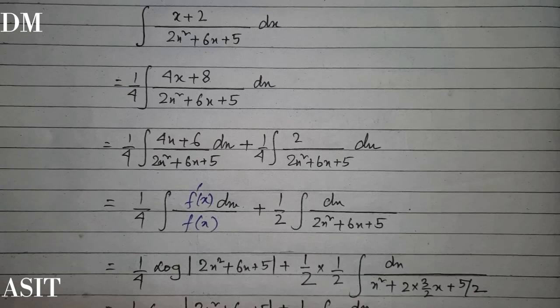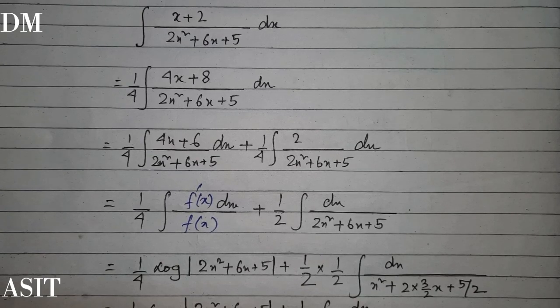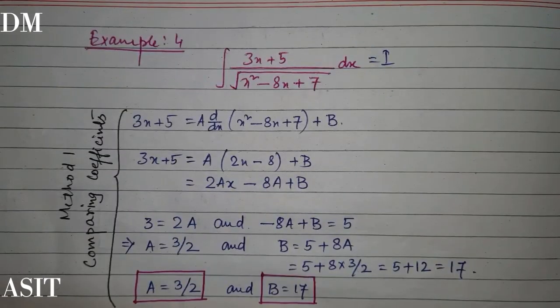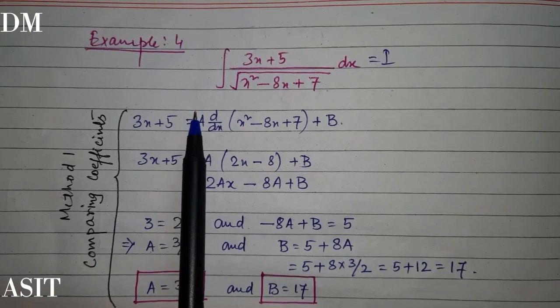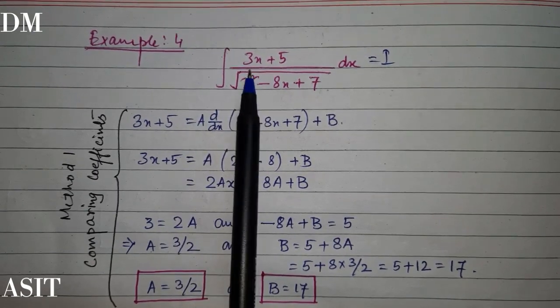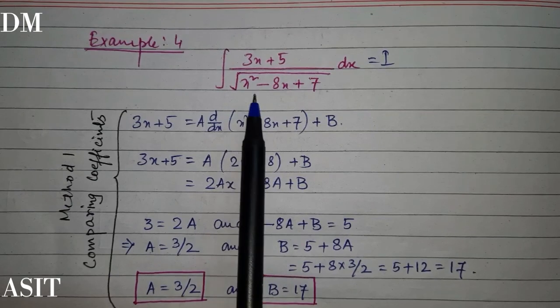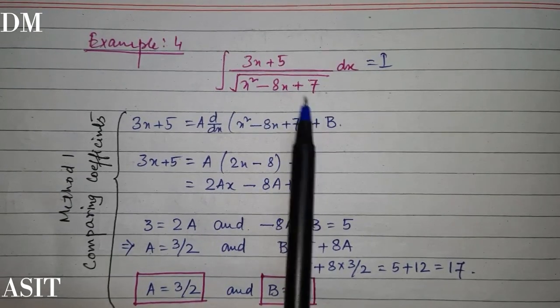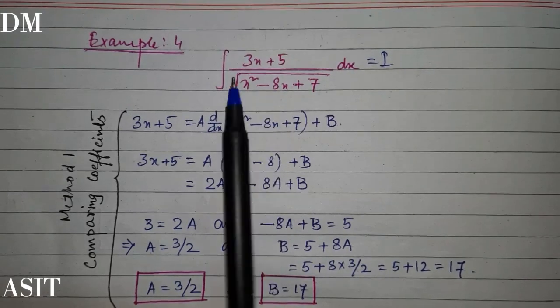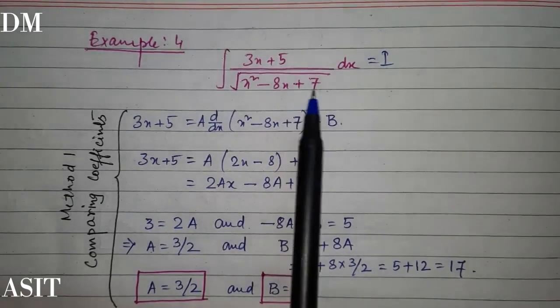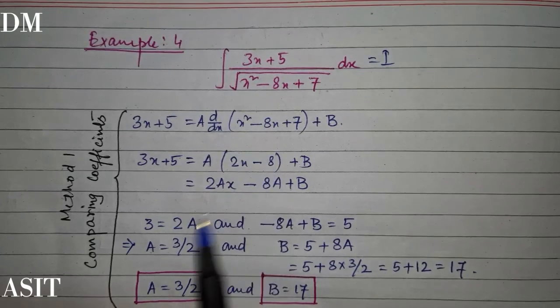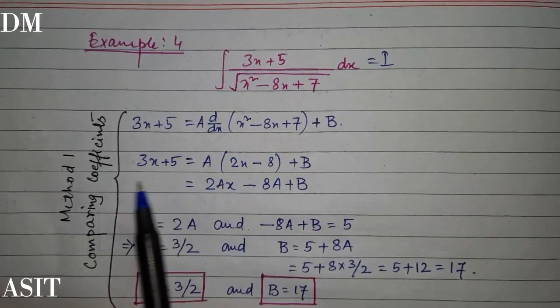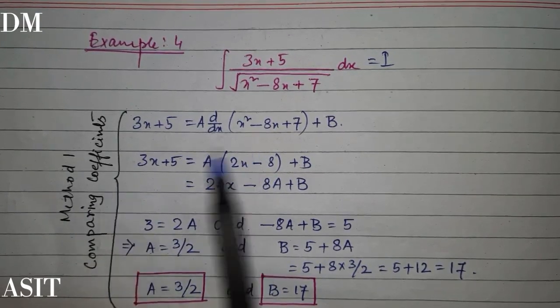Let us see the next example where there will be a square root in the denominator. The question is how to integrate 3x plus 5 by root over of x square minus 8x plus 7. So again, linear by square root of quadratic. So what is the method? I will solve it by all three methods which I have shown in the last example.